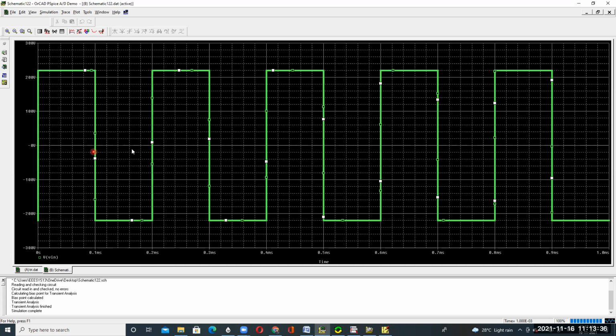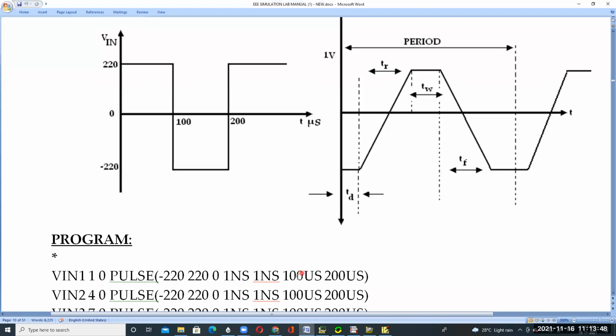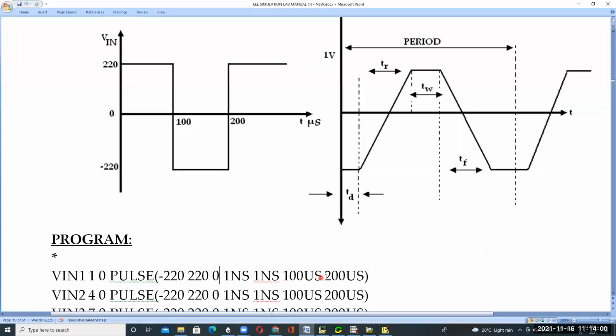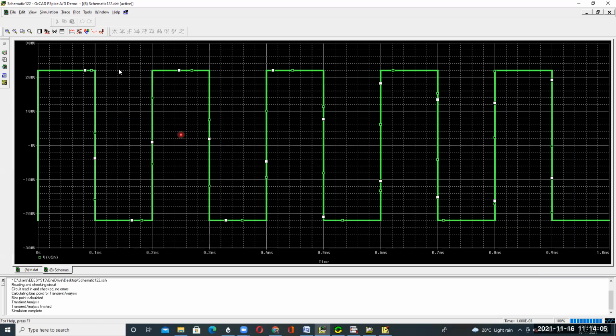This is called pulse width. 0.2 milliseconds minus 0.1 milliseconds is 0.1 milliseconds, so the pulse width is 100 microseconds, otherwise 0.1 milliseconds. And pulse repetition is 0.2 milliseconds, which is nothing but 200 microseconds. So like this, the square waveform is generated using PSpice.